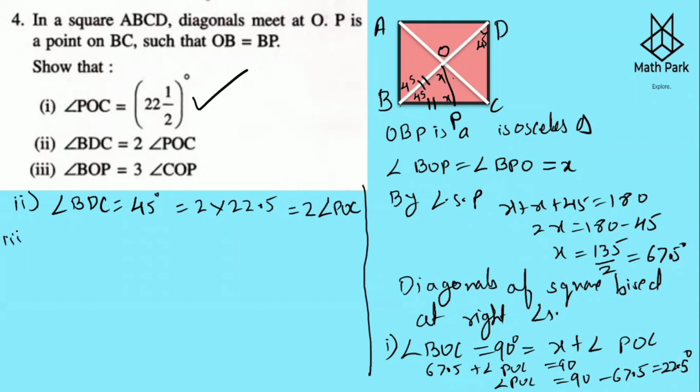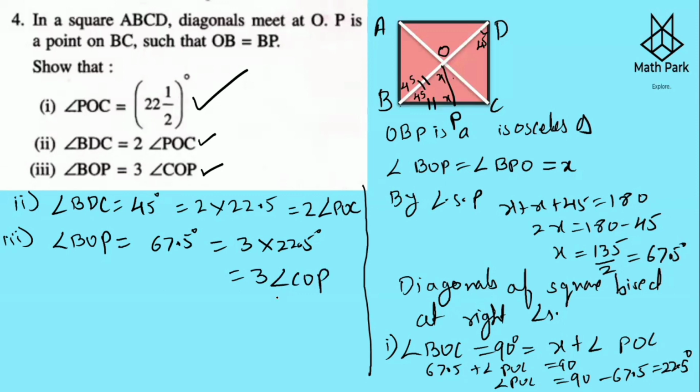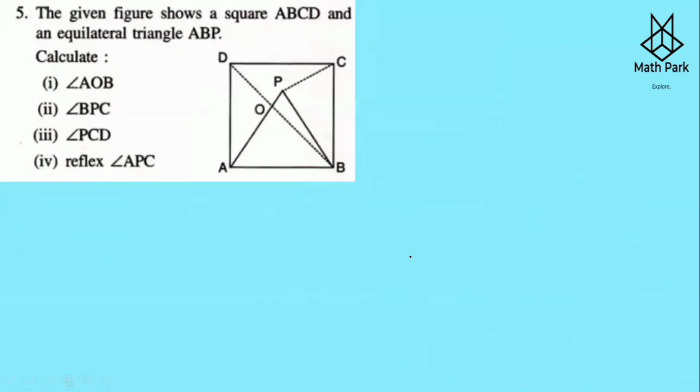Now, let us move to the third part. It says angle BOP, which is X, is thrice angle COP. Now, angle BOP, which we have calculated as X, is 67.5 degrees. And this is nothing but 3 times 22.5 degrees. And 22.5 degrees is nothing but angle POC or COP. So, therefore, we get angle BOP is thrice angle COP. Got it?